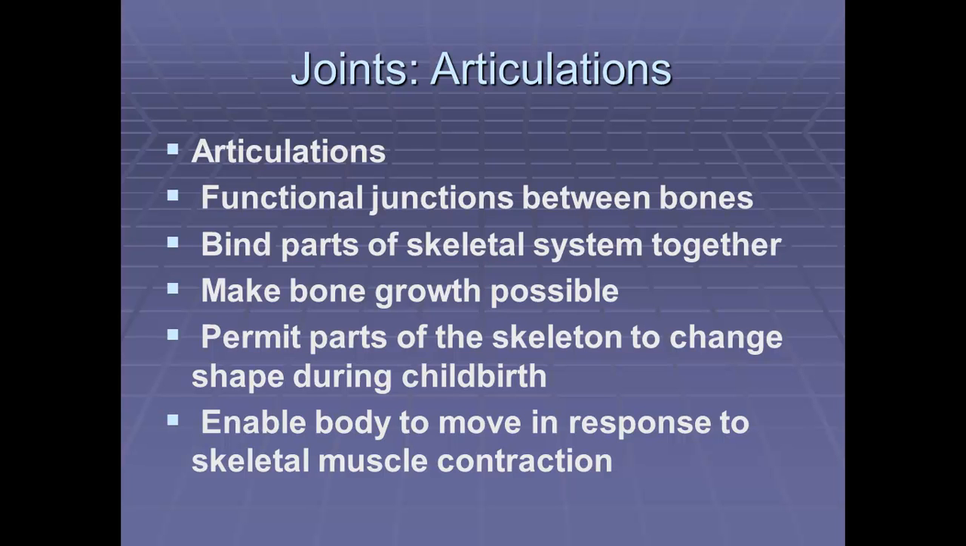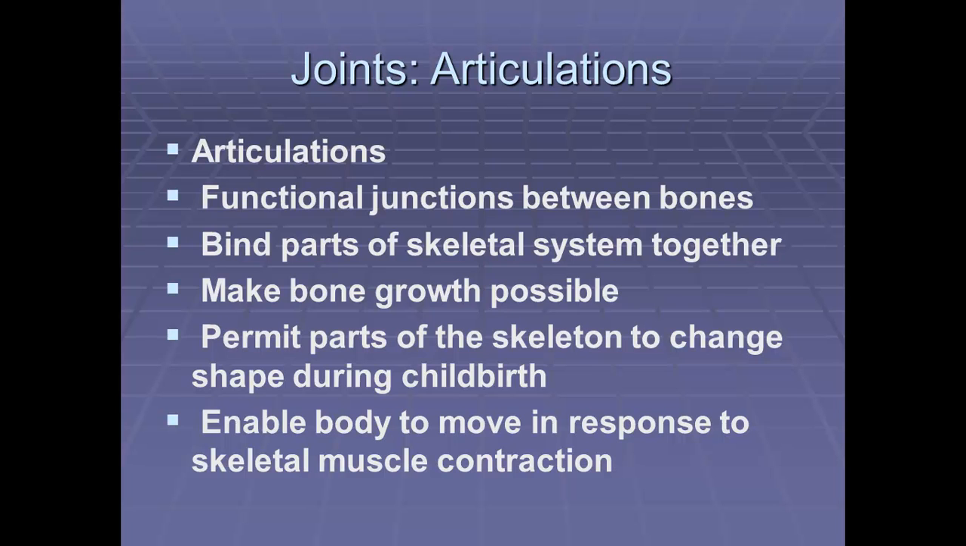Now we're going to move into joints, and another name for a joint is an articulation. End to end, articulating. Functional junctions between bones is what we call joints or articulations. They bind parts of the skeletal system together, and without having that little tug on the bone, it also might reduce the production of new bone cells, which is hence why we mentioned exercise aids in density of bone, because it makes bone growth possible.